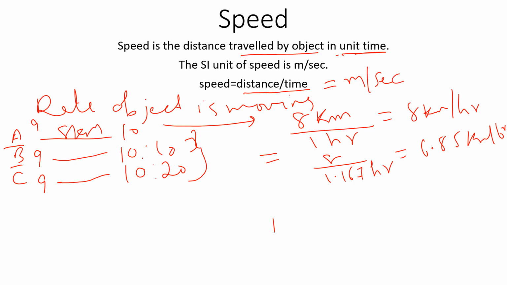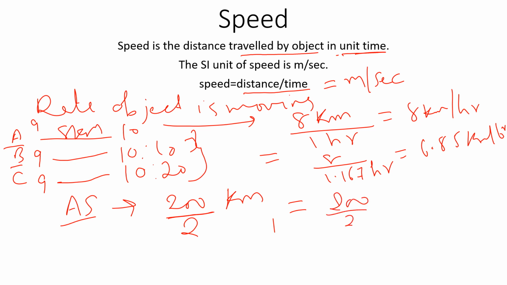Now what is average speed? Suppose an object moves a distance of 200 km in 2 hours. The total distance traveled divided by the total time taken is the average speed. So it is equal to 200 by 2, which is equal to 100 km per hour. It is the average speed.